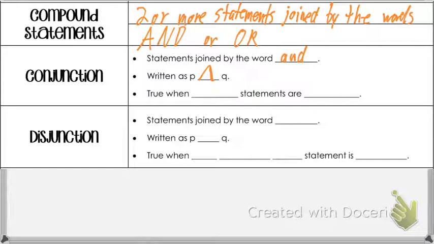So when we have a conjunction, the truth value of the conjunction is true when both statements are true. So if we say this and this, these two statements together with and, they have to both be true in order for it to be true. We'll talk about what this means. It's probably confusing at first. That's okay. We'll give examples. Then we have our disjunctions. Disjunctions are statements joined by the word or.